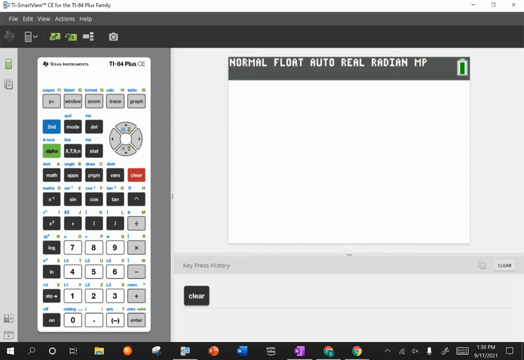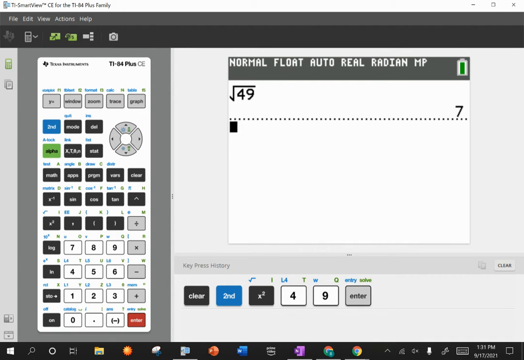So again, my calculator looks different than yours, but here's the process you need to go through. Let's say you are using the first question, the square root of 49. You need to hit second, and then you're going to hit the x squared button, which has a little green radical right above it, on the left-hand side of your calculator. It'll populate the radical with the cursor blinking inside. Then you just punch in 49 and hit enter, and it'll give it to you.